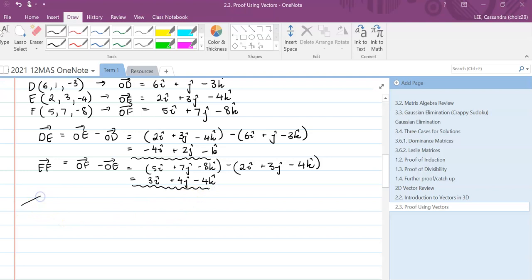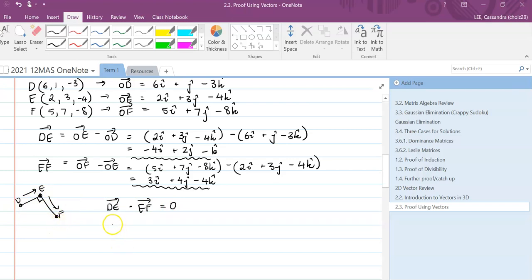Okay, just as a little reminder, this was the corner of our triangle here at E. This was our vector going D to E, and this is our vector going E to F. We need to prove that this is perpendicular at this point. To do that, we're going to take our vector DE and find the dot product with our vector EF. If that dot product is equal to 0, then that means it is perpendicular at this point between our two vectors.